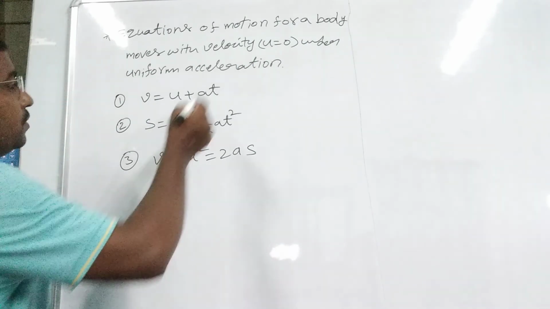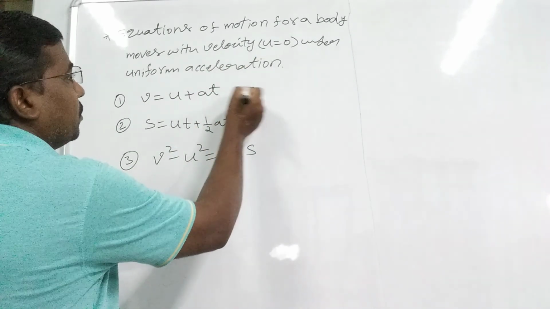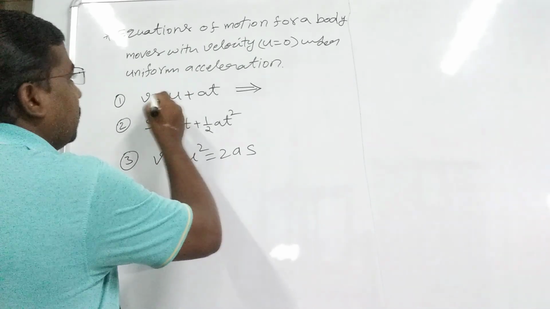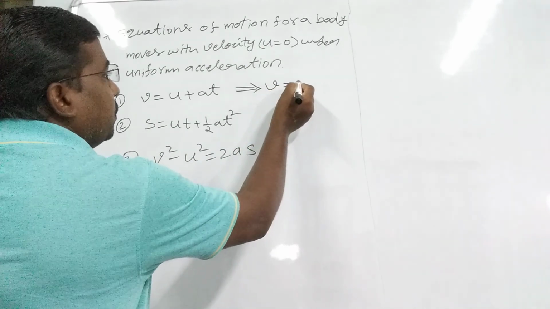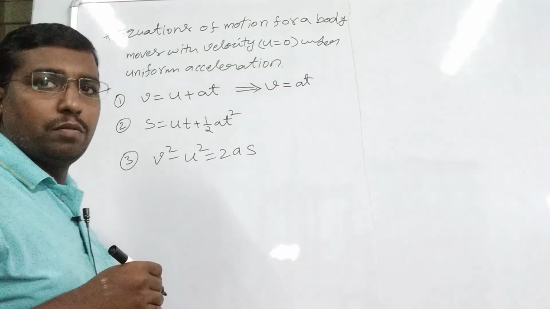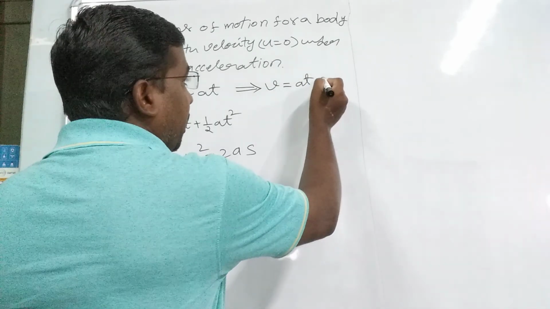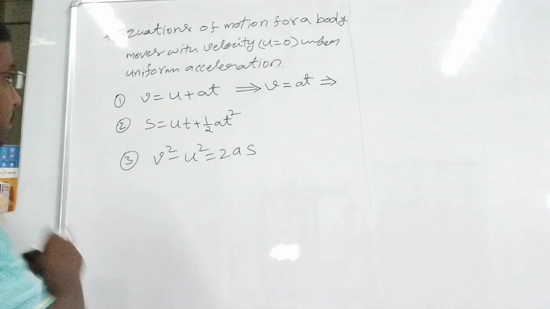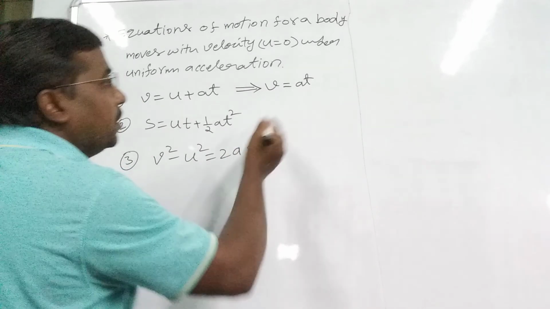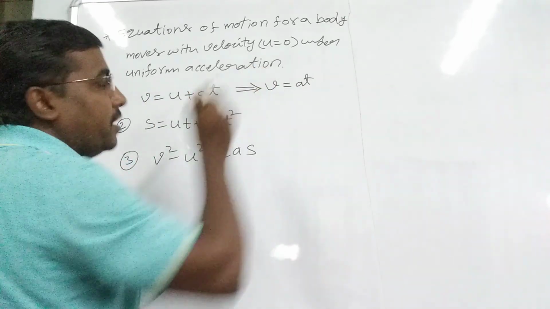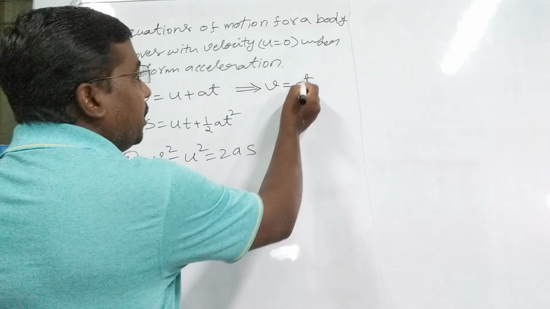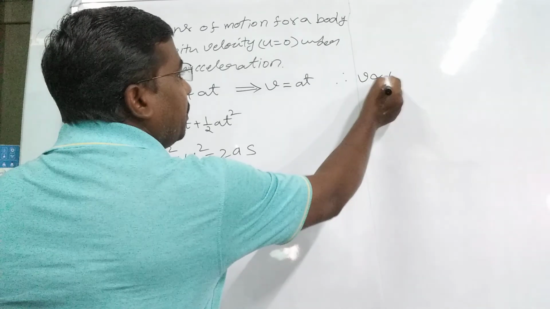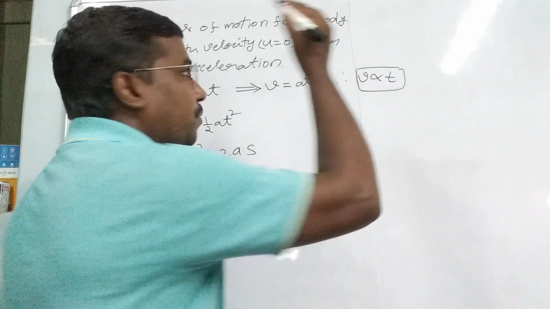So in case u becomes 0, what are the equations of motion? First one: u becomes 0, then we have to write v equal to at. Acceleration is a uniform acceleration, that is, it remains constant. So a remains constant, therefore v is proportional to t.